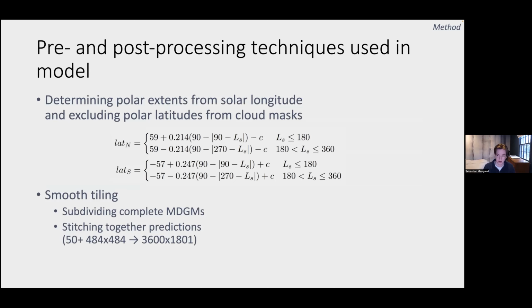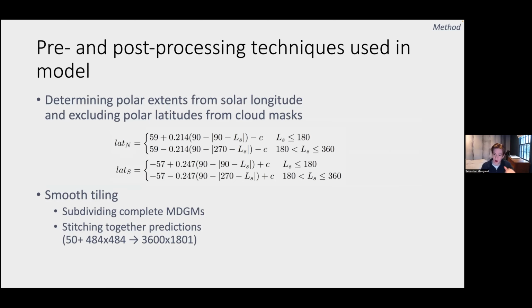These two equations, which I borrowed and adapted for this research, give a general overview of how, if you look at the latitudes, and solar longitude is just a measure of time. Over time, winter progresses. So you see, over time, in the summer months, the southern region or the northern region gets abnormally large.